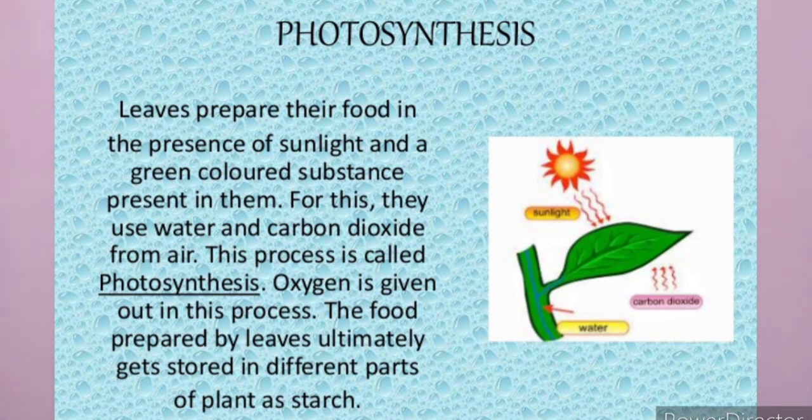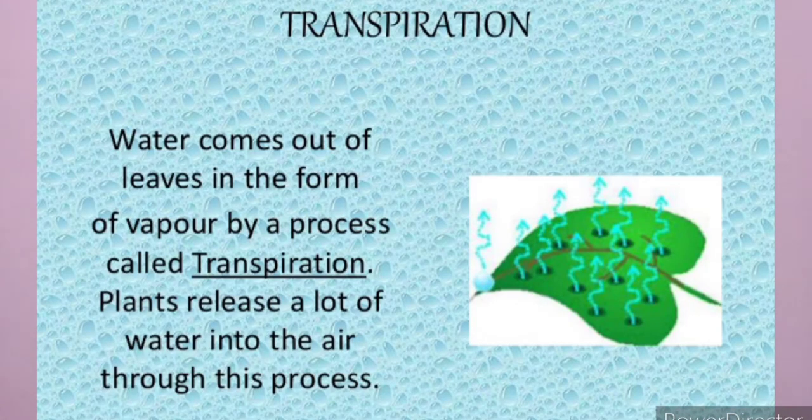The first one is photosynthesis. Leaves prepare their own food in the presence of sunlight and a green colored substance present in them. For this, they use water and carbon dioxide from air. This process is called photosynthesis. Oxygen is given out in this process. The food prepared by leaves ultimately gets stored in different parts of the plant as starch. That means the preparation of food by the leaves is known as photosynthesis.